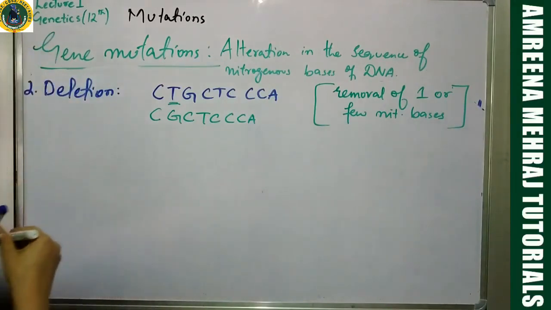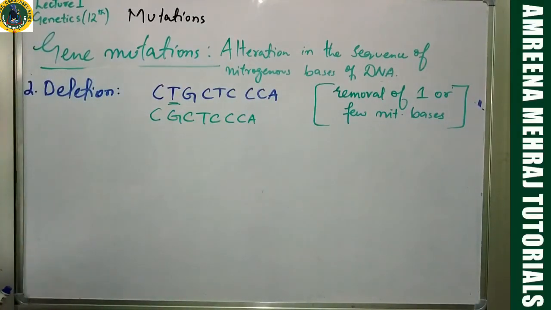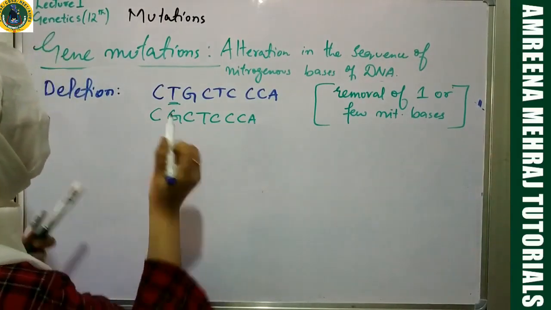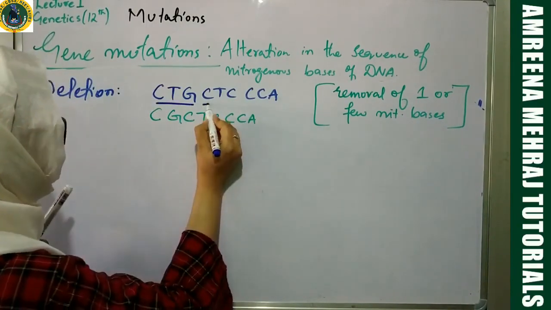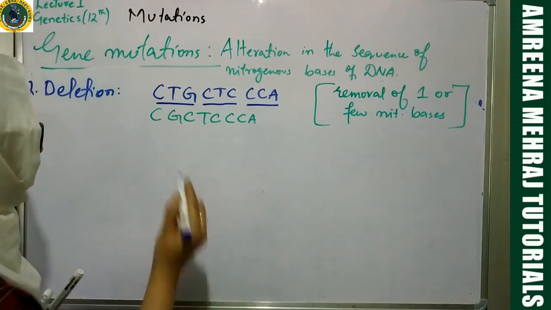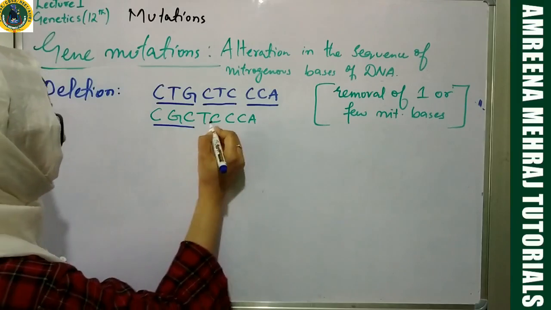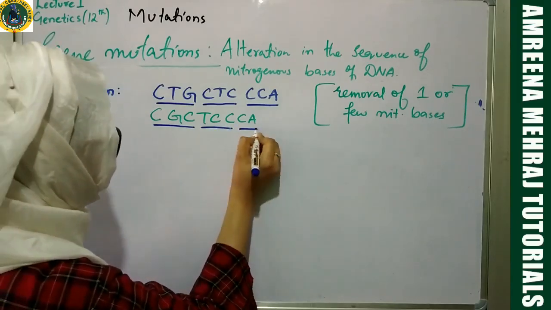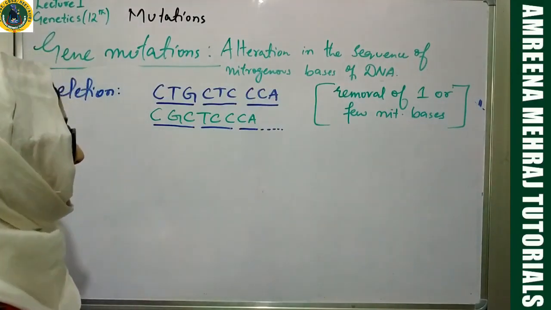If you observe, the information will not be read in the same manner as it was read earlier. Earlier, the codon system was like this: this codon followed by this codon followed by this codon. Now the sequence has altogether changed. Now you have a different pattern of codons. You have now CGC, TCC, CA. Similarly, the change will continue till the end point of this gene.